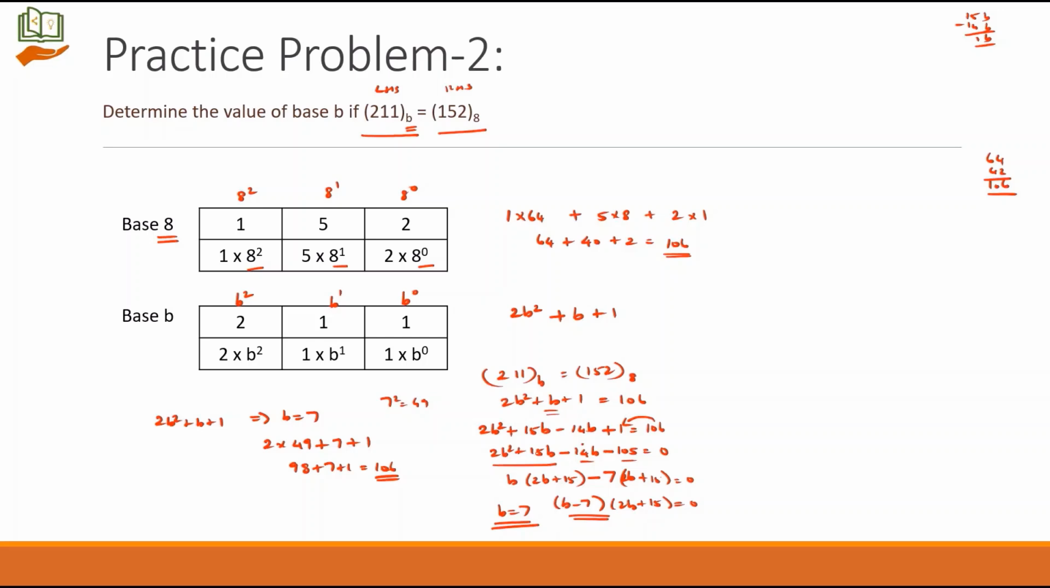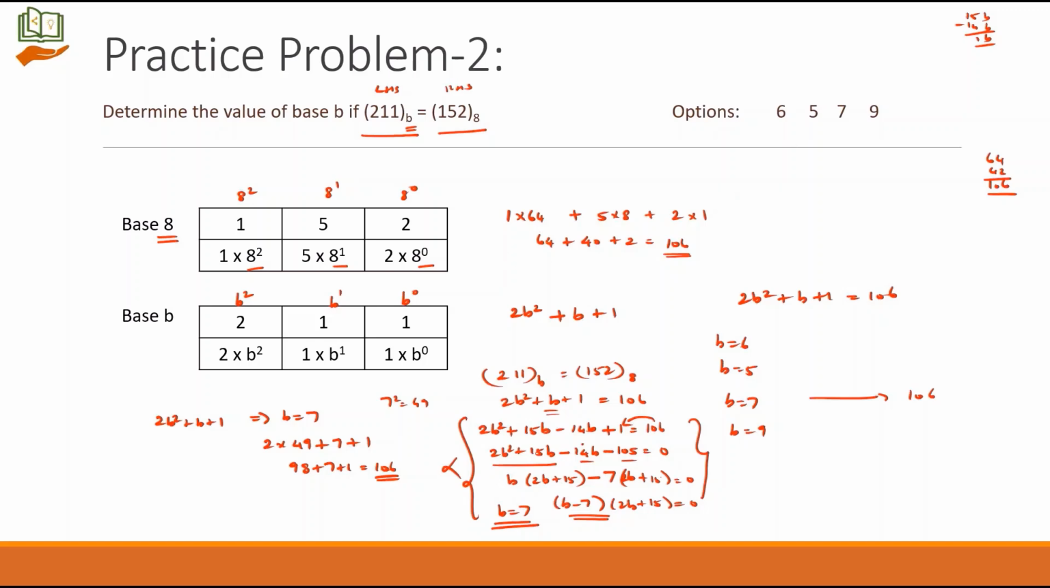This is the usual way to solve. But from an examination point of view, you need not go for this step at all. You will have 2b square plus b plus 1 is equal to 106. Usually in exams, they will give you some options. Now the work that you have to do is, you have to substitute b is equal to 6, find the answer. Then go for b is equal to 5, find the answer. b is equal to 7, we know the answer is 106. For b is equal to 9, you have to find the answer and just conclude it. You need not go for this mathematical way and all. When they are asking in descriptive form, of course you have to find it using this method. But when you are attending objective kind of examination, your options will save your time.